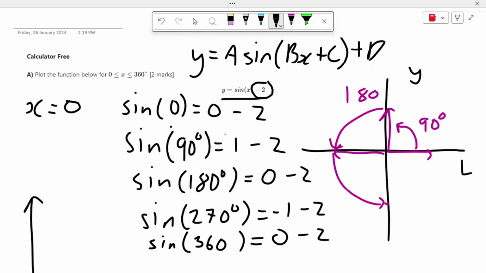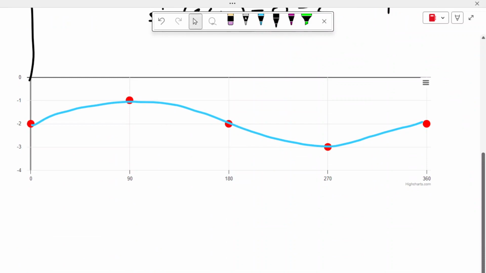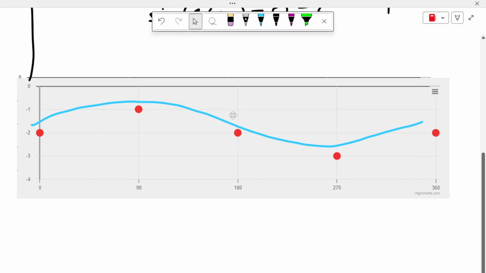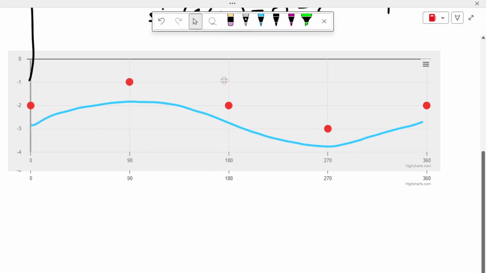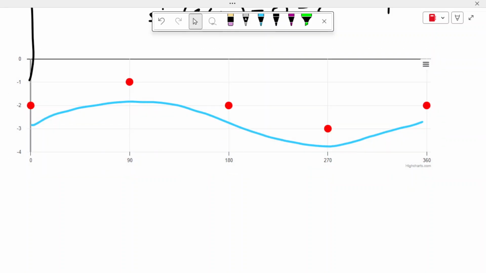It's either going to move it, if D is positive, then the graph is going to be moved up. All right, but if it's a negative, it'll get moved down. Okay, on to the next question.